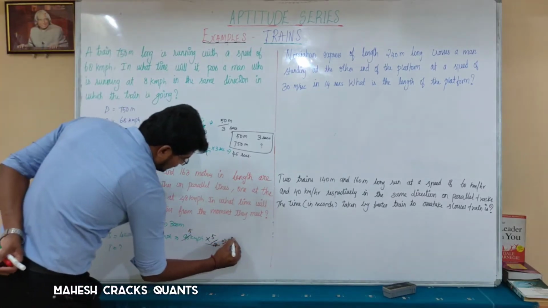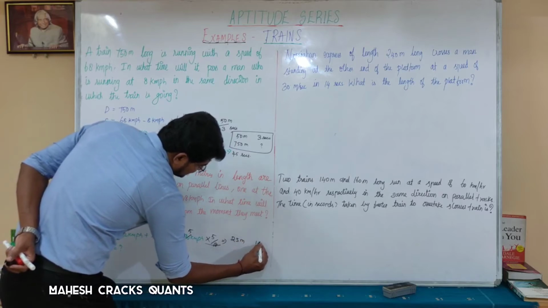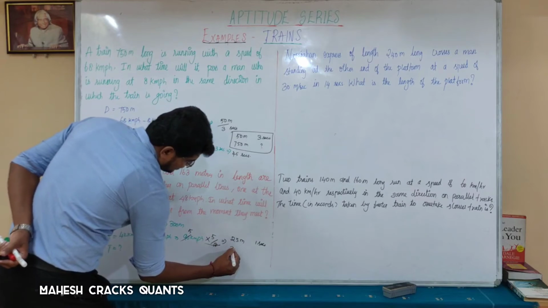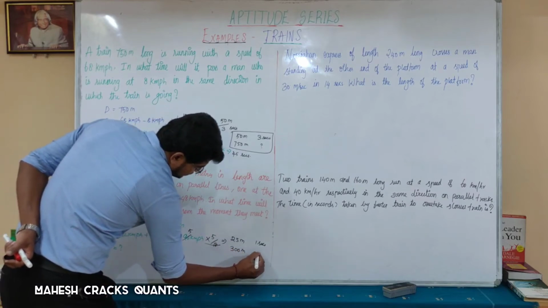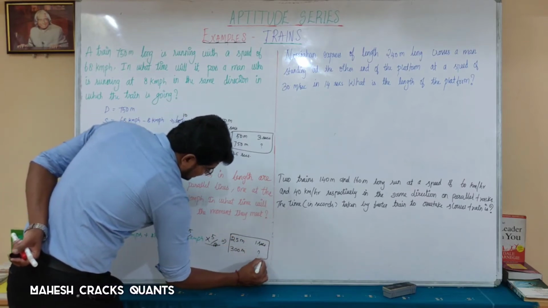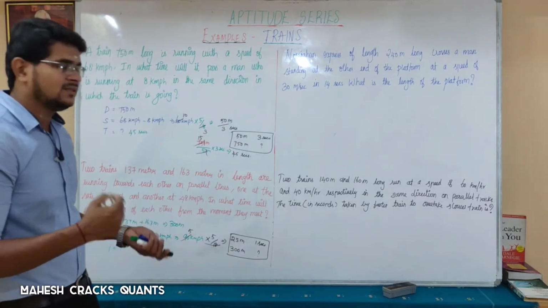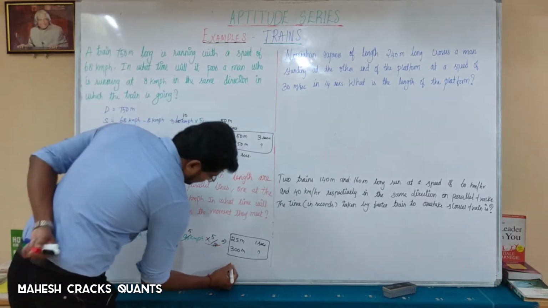So 5 and 5, 25 meters in 1 second. How many meters should be covered to cross each other? 300 meters. So when you solve this, you will get the answer. So 300 divided by 25 into 1, which is nothing but 300 divided by 25. What is the answer?